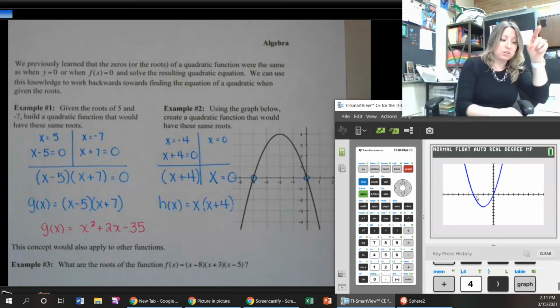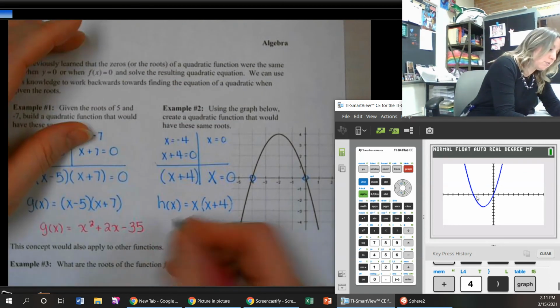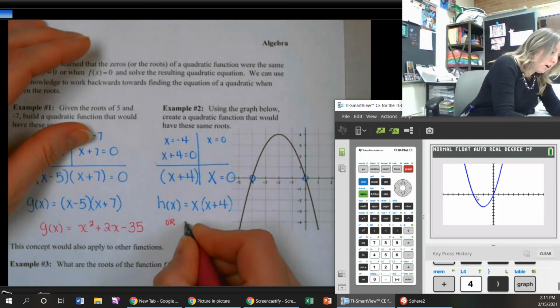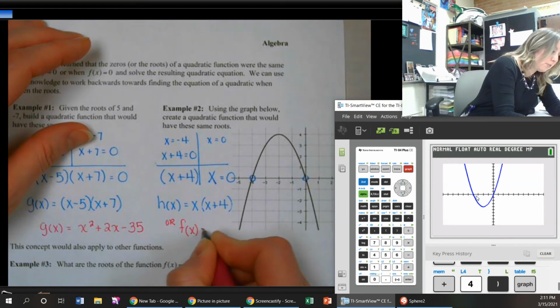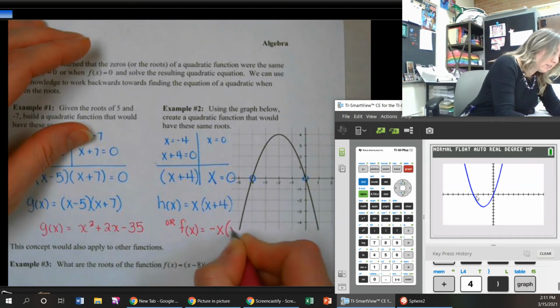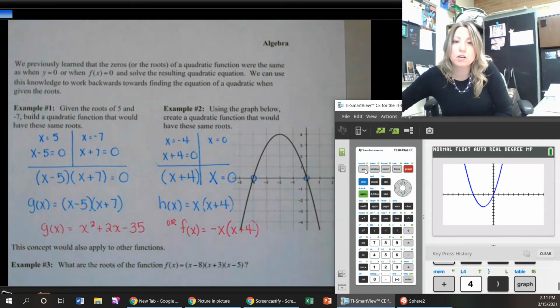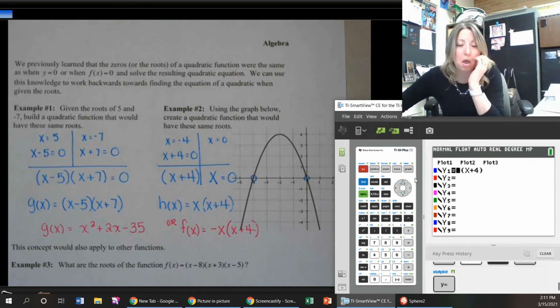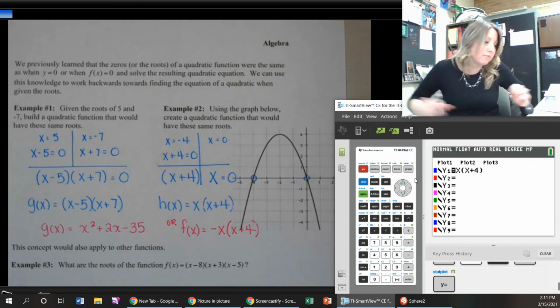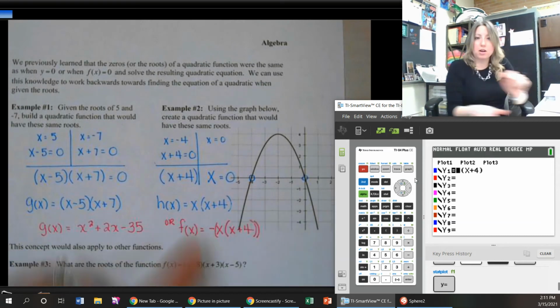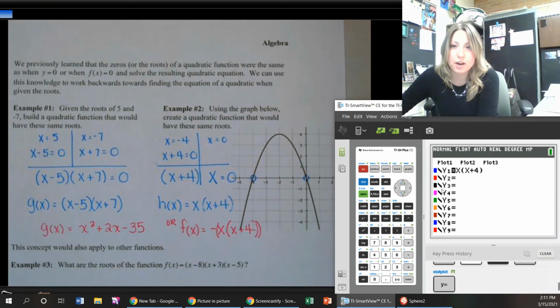To be exactly the same function, this would need to be negative. So another answer for this, an alternative answer, I'll use f of x since this is a different function, would be negative x times x plus 4. Right? To get my same roots. Well, that's really more what I want. Let's just do it that way.